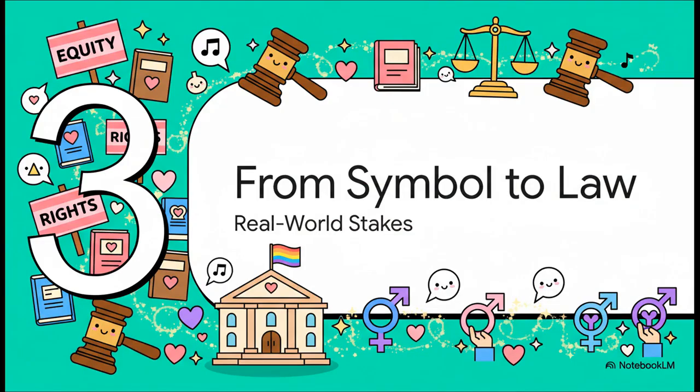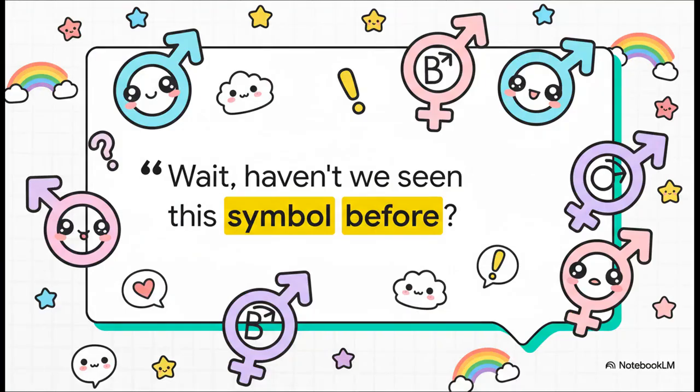All right, for our final section, we're going to connect these symbols even more directly to the real-world legal and social battles these communities are fighting every single day. So, as you're looking back at our big chart, you might notice something a little weird. The symbol for Butch looks exactly like the symbol for male. So is that a mistake? Nope, not at all. It's actually a really crucial lesson in context.